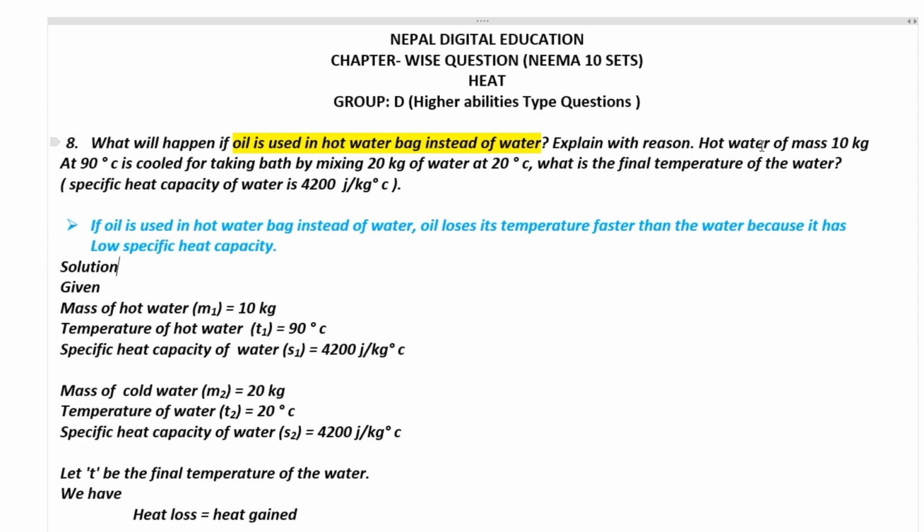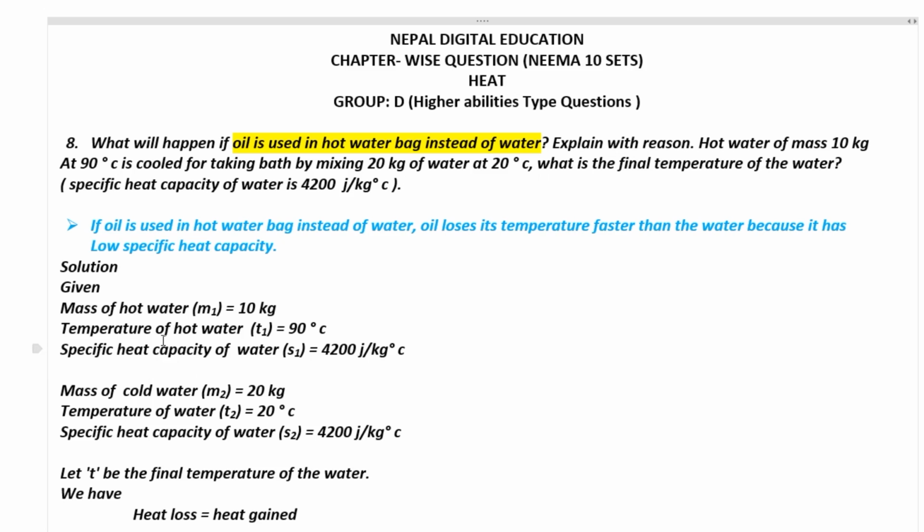Next, hot water of mass 10 kg at 90 degrees Celsius is cooled for taking a bath by mixing 20 kg of water at 20 degrees Celsius. What is the final temperature of the water? Let the final temperature be T. So we have hot water and cold water, and the mass of hot water m1 is 10, temperature of hot water T1 is 90, and specific heat capacity of water is 4200, and mass of cold water m2 is 20 and temperature is 20.